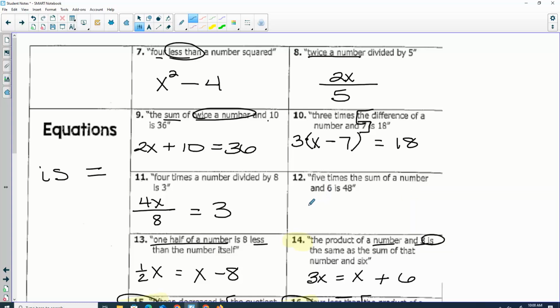Number 12, 5 times, everybody better be paying attention to me. So I'm taking 5 and multiplying by the sum. So I need to add things. That means I have to have in parentheses a number and 6. What am I doing to the number and 6? Adding. So x plus 6 is in parentheses, multiplying by 5 on the outside. Is means it is equal to 48.